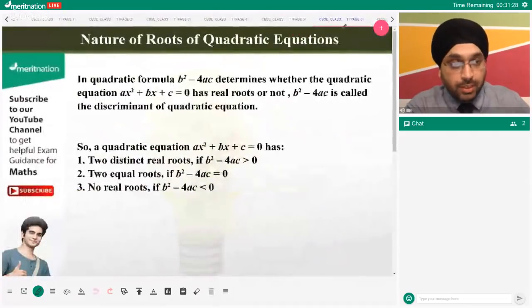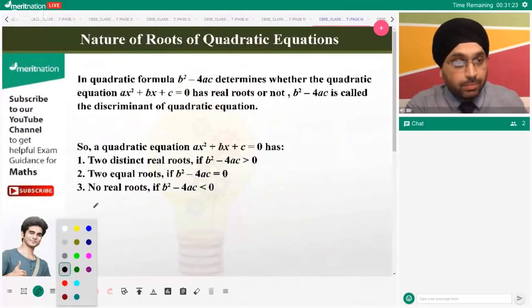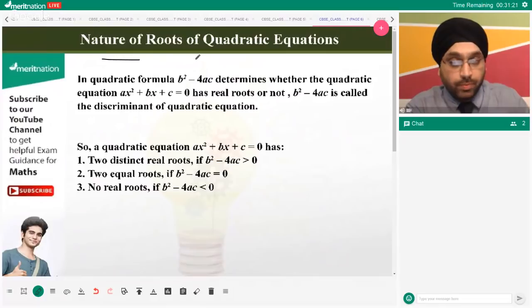Yes, guys, we'll discuss the completing the square method also. Need not worry. Now, guys, let's discuss the nature of roots of a quadratic equation.